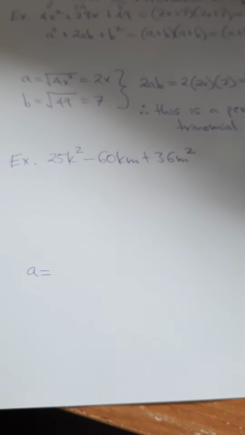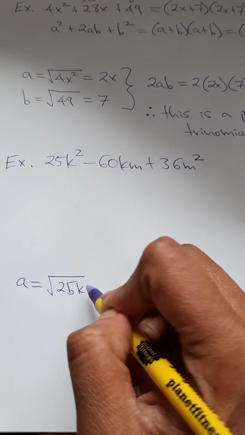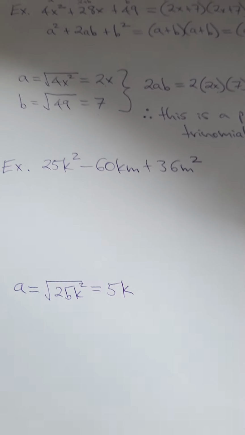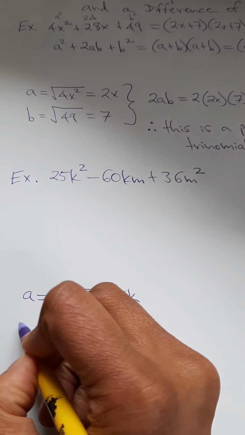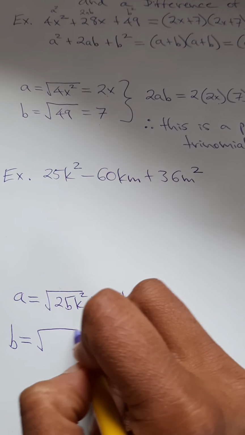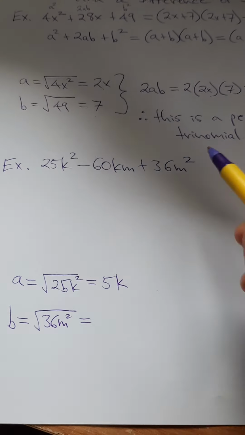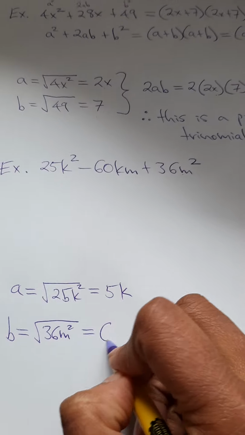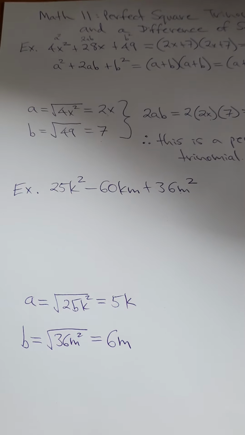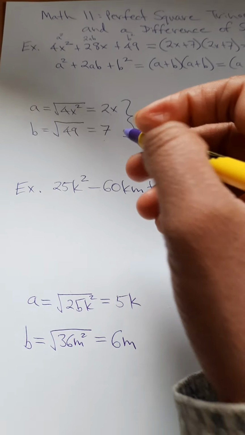So the a value here is going to be the square root of 25k squared, and this is equal to 5k. And then we're going to do the value of b here. The value of b is going to be the square root of 36m squared, which is this last term here, which is equal to 6m. Everyone's good so far? So what I wanted to show you is what I notice here is this first sign is actually negative.